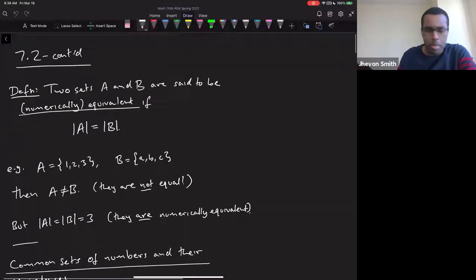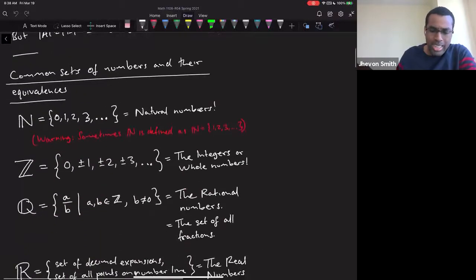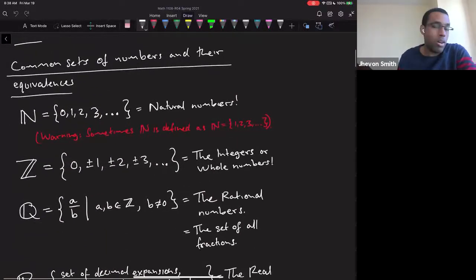We've talked about sets being numerically equivalent. This just means they have the same number of elements. Sometimes we don't care about the sets being identical all the time, but we just care that they have the same number of things in them.